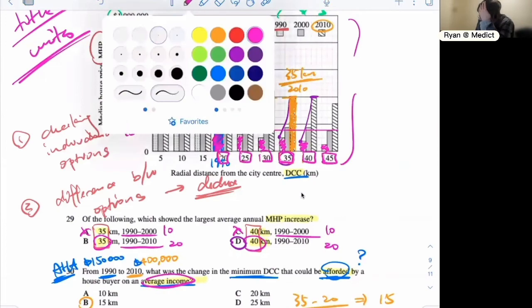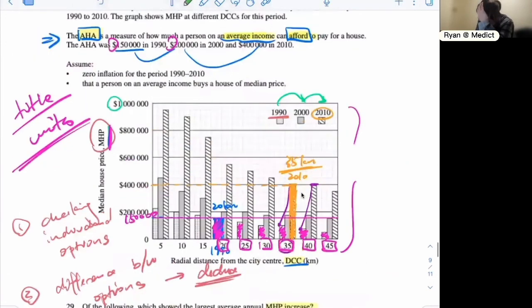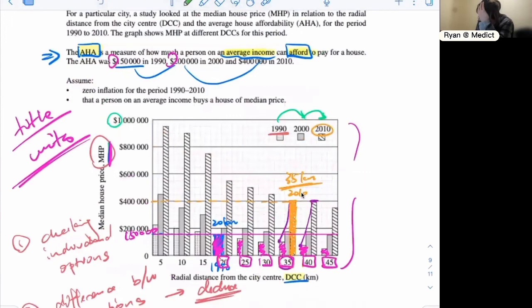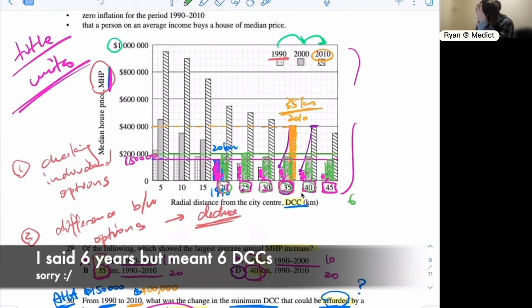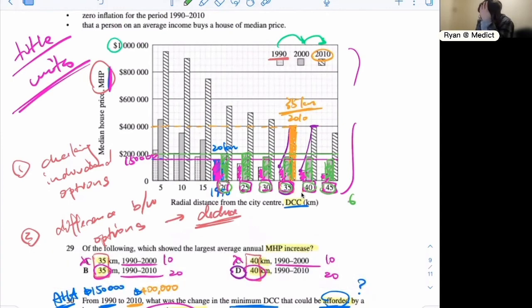And then it's about 2000. In 2000, the AHA is $200,000, which is this line over here. So what can be afforded? You can afford this one, you can also afford this one, this one, and this one, and this one, and this one. So that will be 6 years as well, right? 1, 2, 3, 4, 5, 6. So 6 for 1990, 6 for 2000.